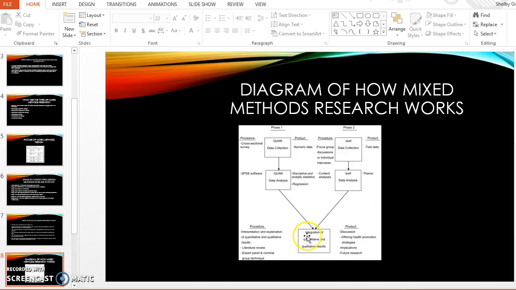And so your product would look like this. It has interpretation and explanation of quantitative and qualitative results. There's a literature review, an expert panel, and nominal group techniques. There's also a discussion offering health promotion strategies. I think that's just within the example used where this picture came from, and implications and future research.